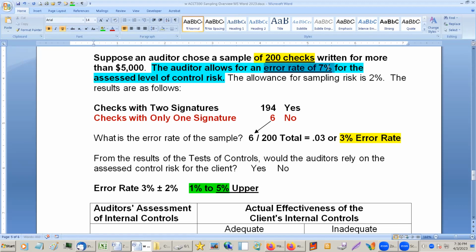Would we be happy with it? We would allow for an error rate of 7%. So we would accept up to 7%. Are we okay with the 5%? Our sample showed that the upper limit on the errors is going to be 5%. 3% error rate is our best estimate, but we have this plus or minus 2%. Yes, good. We would accept it.